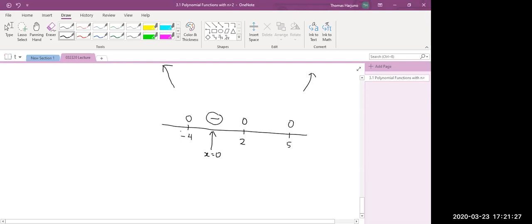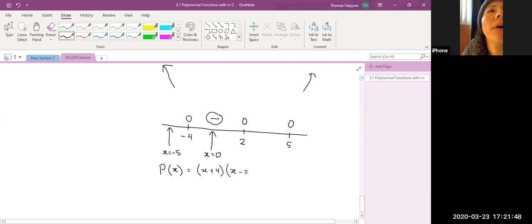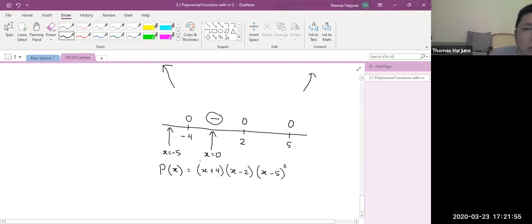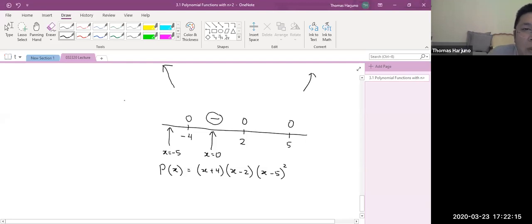Now, let me ask you to find out what is the sign when x is to the left of x equals negative 4. Let's say we choose x equals negative 5. Let me write the polynomial again here. When x equals negative 5, when I plug in here, that's negative. That's negative here. But for the last factor, it will always be positive. Is it right? Yes. So two negatives, it becomes still positive.